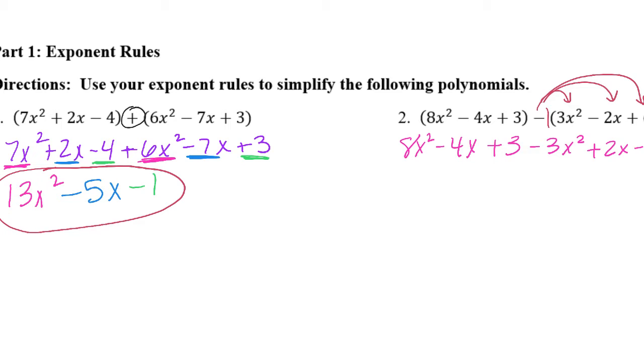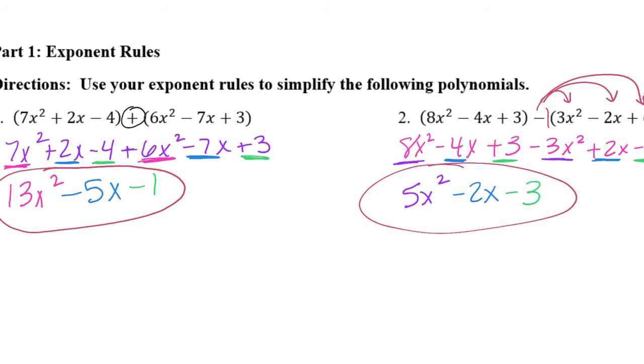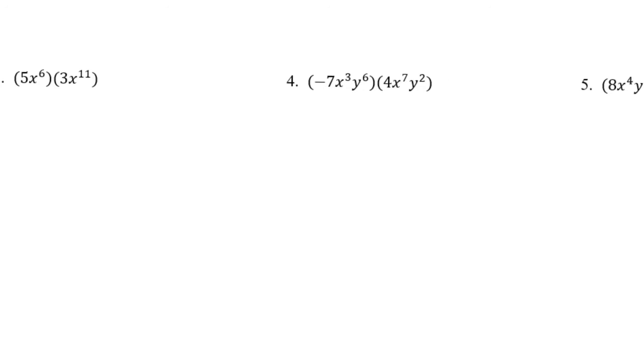So now, yet again, we're looking for what are like terms. 8x squared minus 3x squared is going to give me 5x squared. Negative 4x plus 2x is negative 2x. And then last, we are going to do positive 3 minus 6, so negative 3. All right, so that is our final answer here because we have combined all of our like terms. All right, let's look at these next few problems. It's still combining them to basically get your most simplified answer.